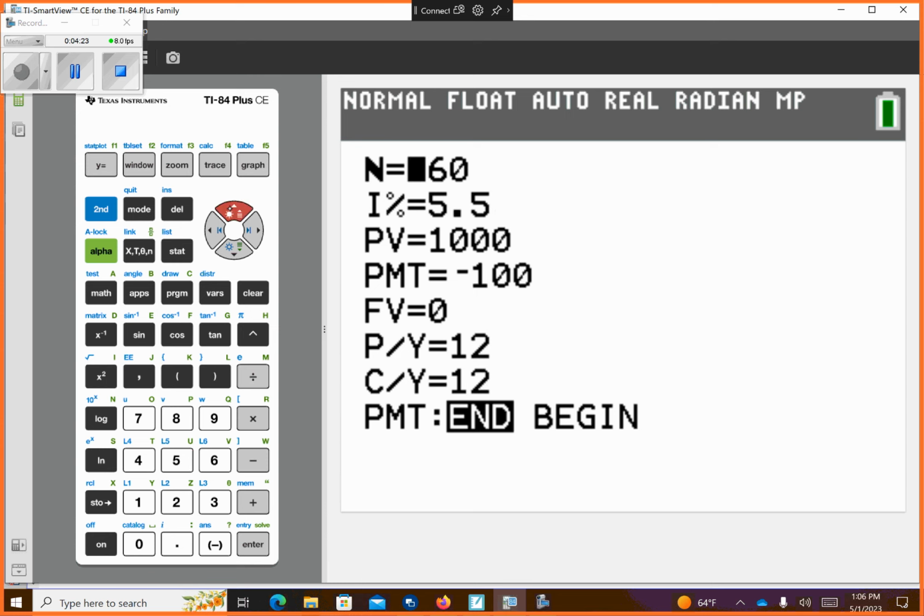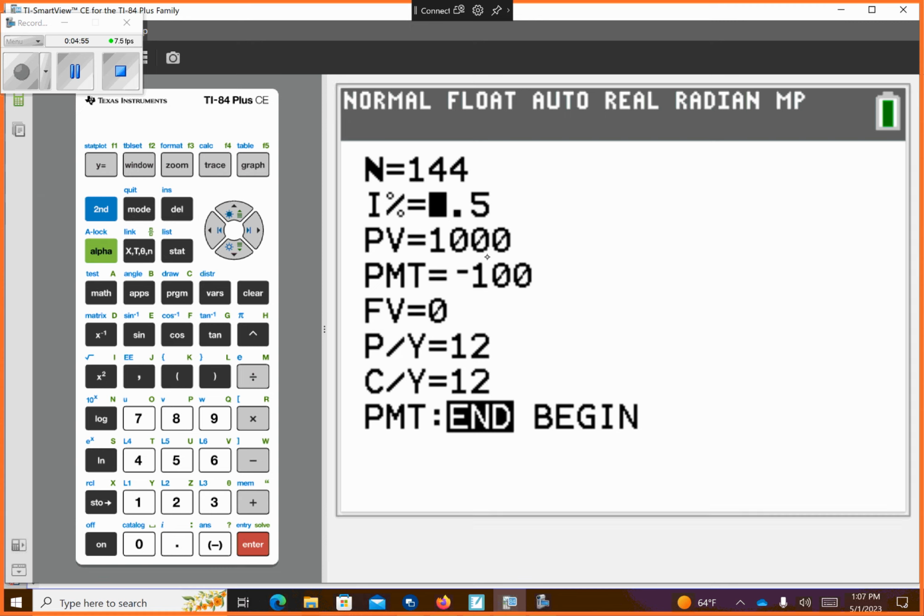So let's say you are going from 18 years old, and you're just going to do this until you're 30. So 18 to 30 is 12 years, agree? And there are 12 months in the year. So that's 144 months that you're putting the original $1,000 in, okay? And then every month from here on out, put $100 in, okay? So we have the 144, the 5.5% interest. The $1,000 was our present value. The P/Y, if it doesn't say 12 already, move your arrows down and make sure those say 12. Okay?